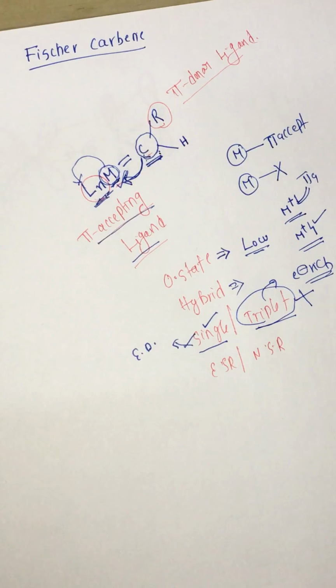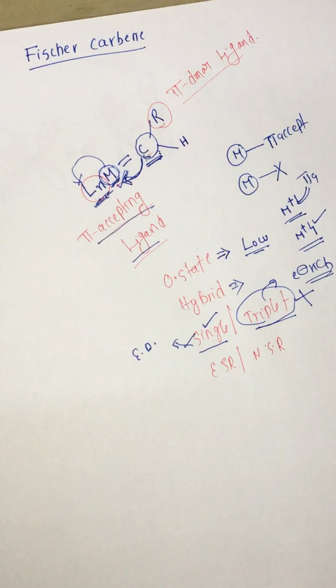It's very simple: some electron density is transferring from this carbon to the metal. This carbon is electron deficient in nature, so it acts as an electrophile. That means nucleophilic substitution reactions will take place. Fischer carbenes act as an electrophile, which means a nucleophile goes and attacks this carbon. So all the points are very clear here.